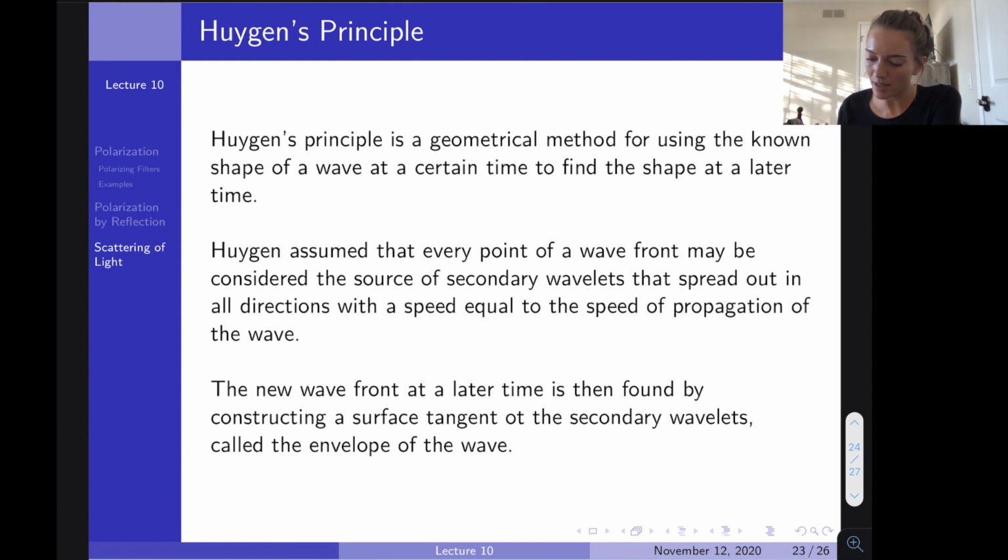So basically what Huygens' principle says is that each point on your wave acts like a wave source for secondary waves that travel at the same speed as the original wave. And if you trace out these secondary waves, you can find the new wave front.